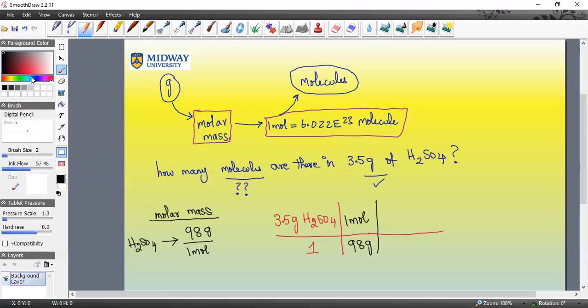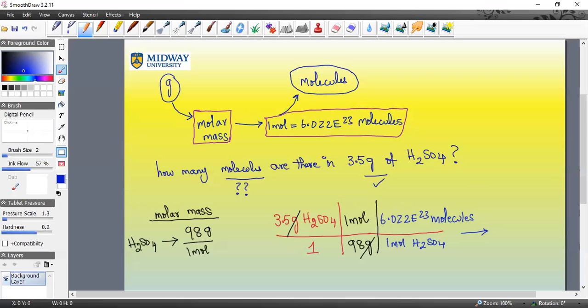Because we have to cancel out our grams, right? Okay, that's good. Now we're left with moles. Now we've got to get rid of the moles to go to molecules, and we use this conversion factor. A mole of sulfuric acid should contain 6.022 e to the 23 molecules. That's the conversion, right? So what does that give us? That's the final step to get to our answer.